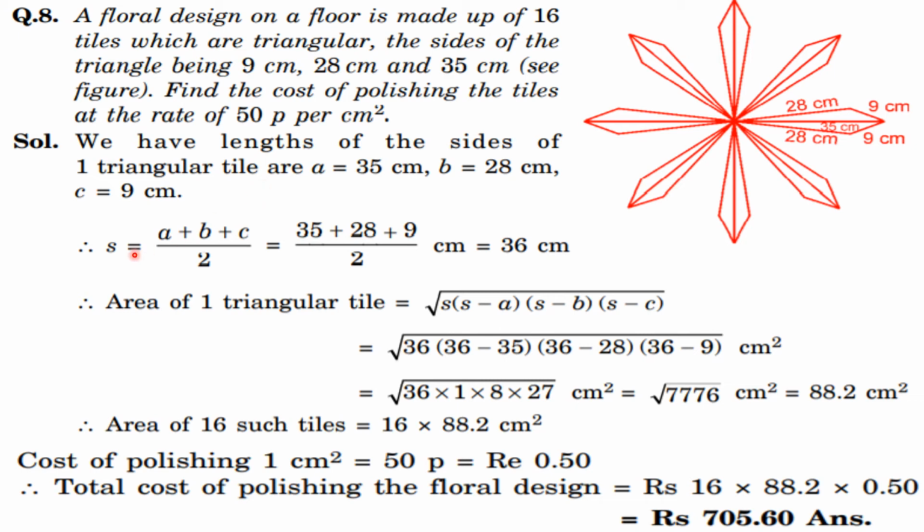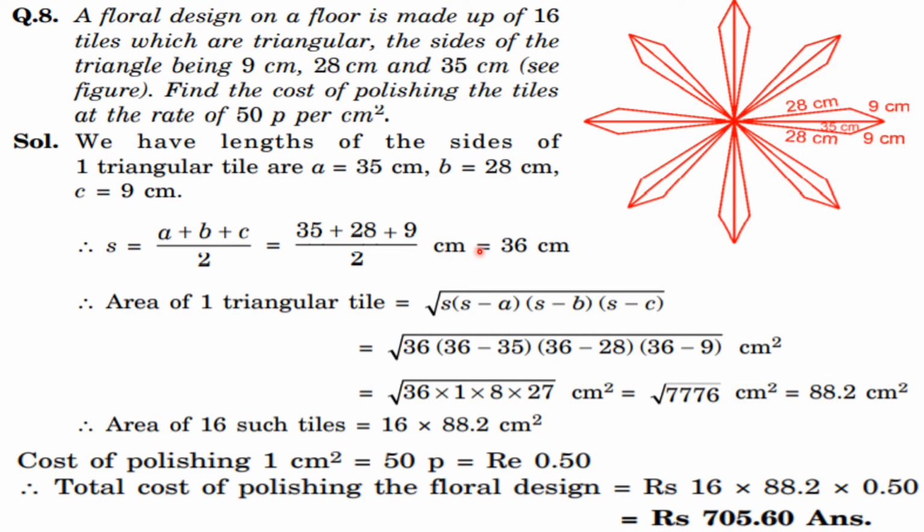Right. Therefore, S is equal to, what is the formula? A plus B plus C by 2. Okay, my children, that is equal to, what is the value of A here? 35 plus, what is the value of B here? 28 plus, what is the value of C here? 9. Understood the numerator, my children? We have substituted A, B and C values in the numerator. Understood the numerator, my children? Right? By 2 centimeters. Okay, my children?